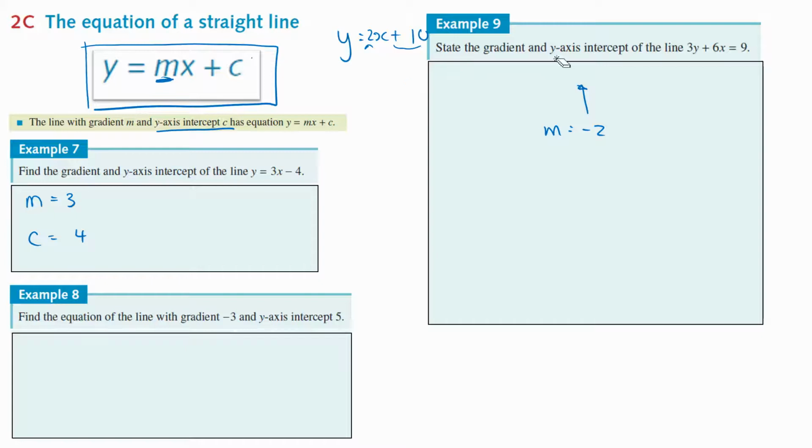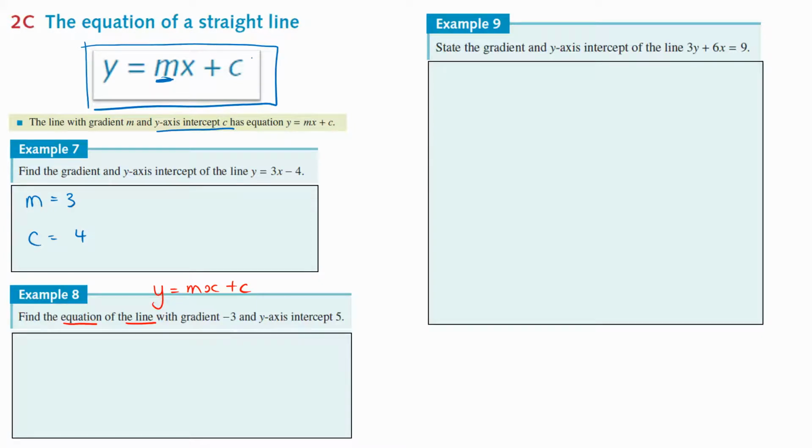Okay, all in one. Let's do these 2 examples with the same concept. y equals mx plus c. Find the equation of a line with gradient -3 and y-axis intercept of 5. So they're asking you to find the equation. You know that the equation has to be of this form. Why? Because it says line. If it said quadratic, then obviously you wouldn't use this one. But because it says equation of the line, you know it's y equals mx plus c.